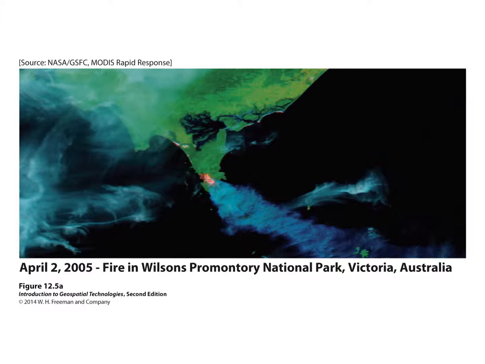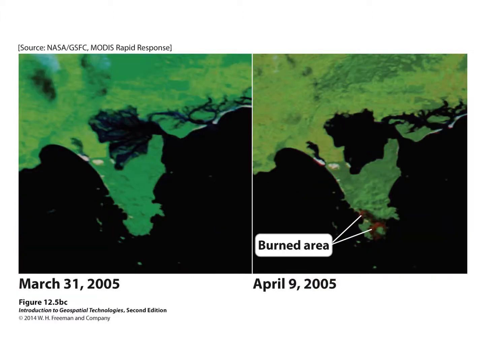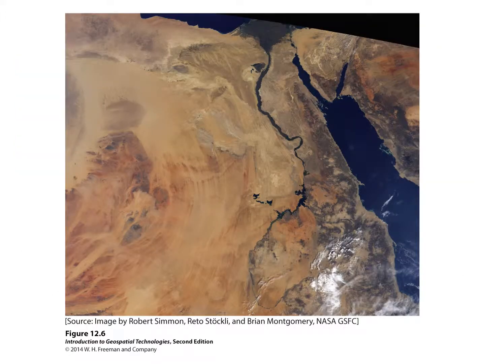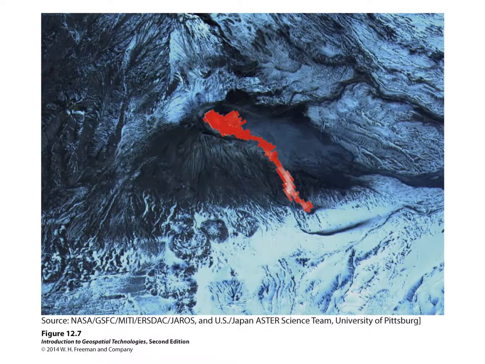Here we have some MODIS images, and this particular one looks at fires in a national park in Australia, and you can use this information to see exactly where the fires are because they're red. And then after fires, you can use this to go in and identify burned areas. Here is an example of looking at the Nile River, again using some of the different data that's collected with these various sensors. Right up to and including things like volcanic eruptions.